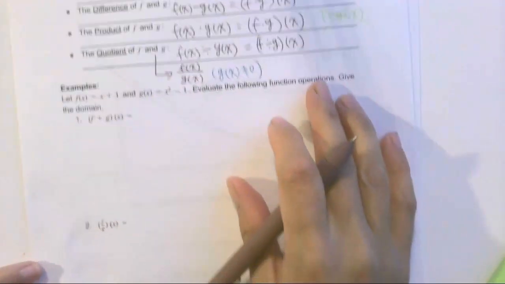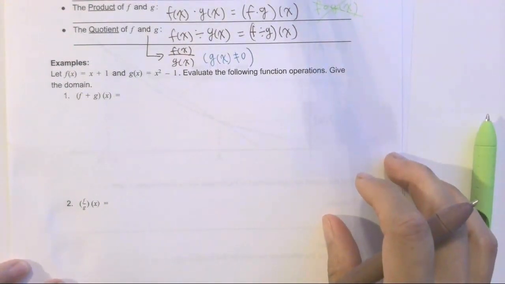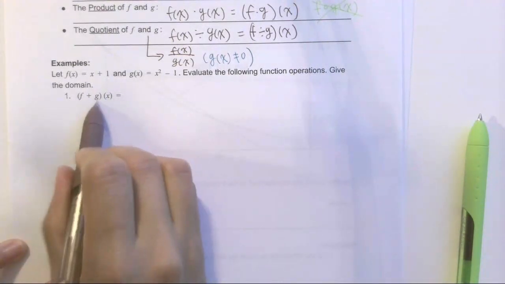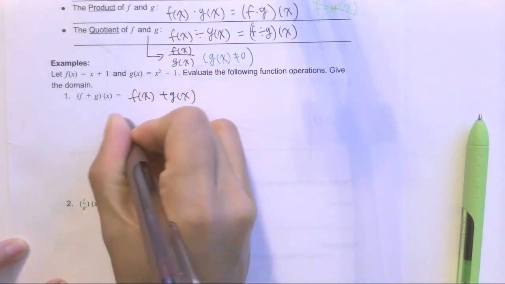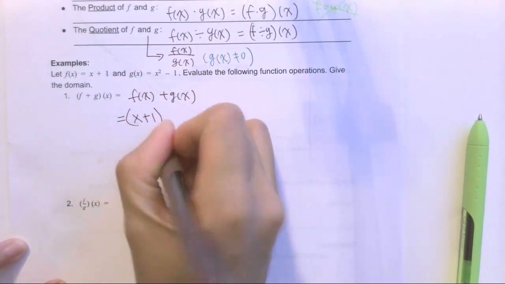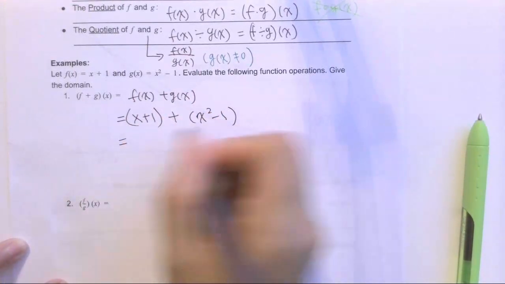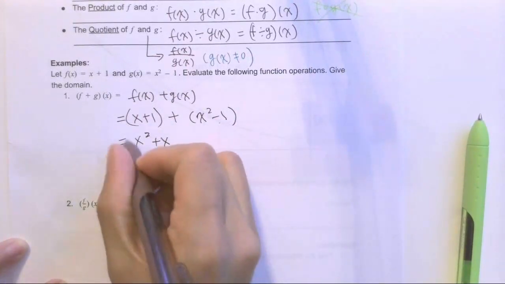Cool? Alright, so let's look at the example. Let f of x and g of x be given. Evaluate the following. Alright, so first, (f plus g) of x. So we are adding f of x and g of x together. So add it literally. There's my f of x. There's my g of x. Let's go ahead and add it. Combine the like terms. x squared plus x plus 1 minus 1 is 0.